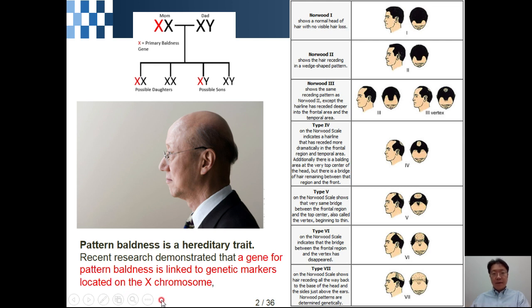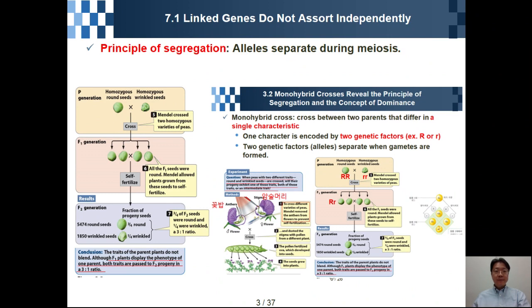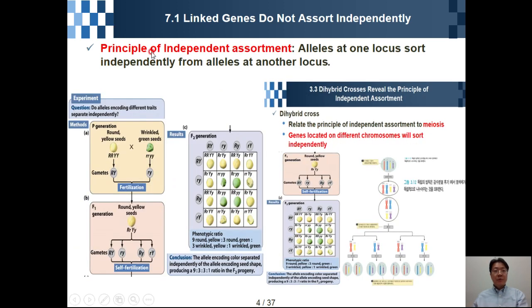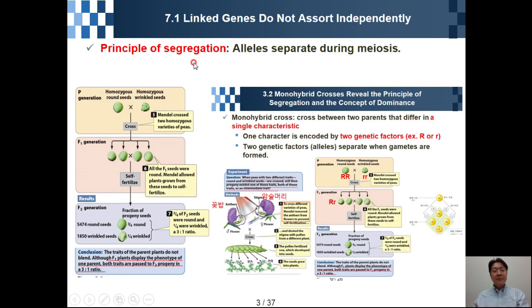Okay. In this slide, we will learn the first subject: linked genes do not assort independently. Before we go further, we have to check the principle of segregation again, and also the principle of independent assortment. The principle of segregation means that alleles separate during meiosis. We already learned the principle of segregation in Chapter 3.